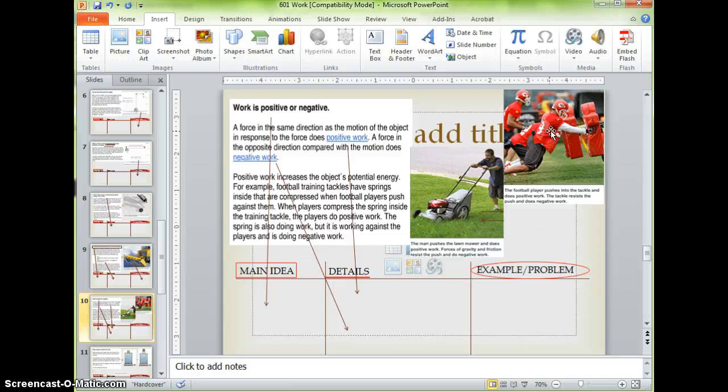Same exact thing with these guys. These guys are pushing, and the guy pushing and the object both go to the right. Friction goes in the opposite direction to the left. So the guy and the object are positive work. Friction is negative work because it's going in the opposite direction. All right, so there is your example.